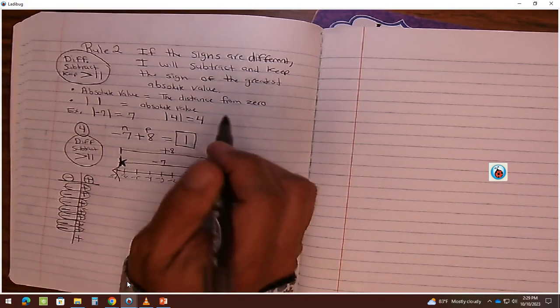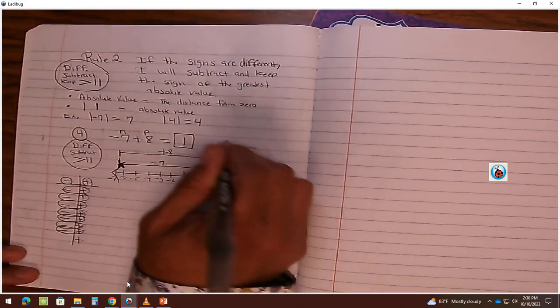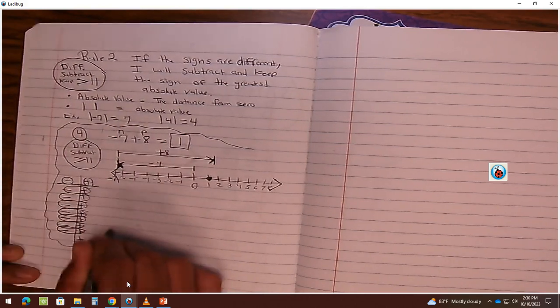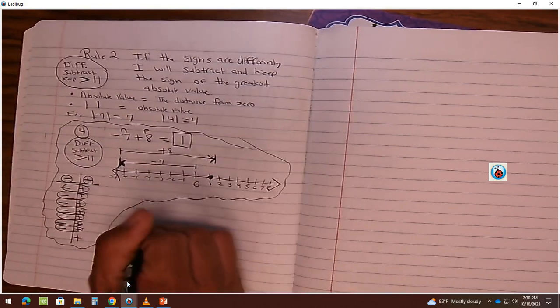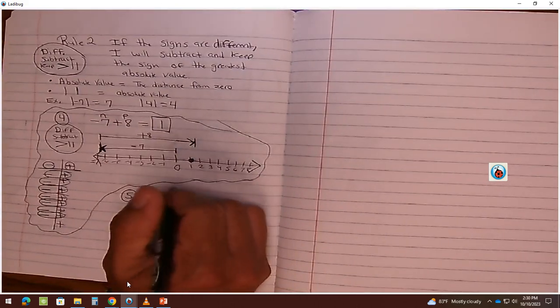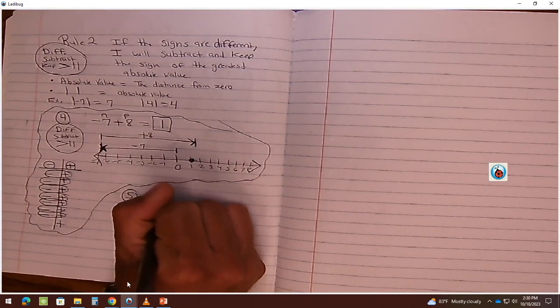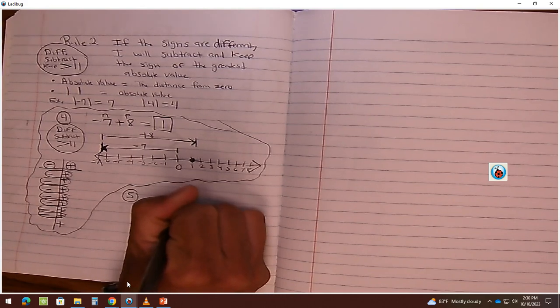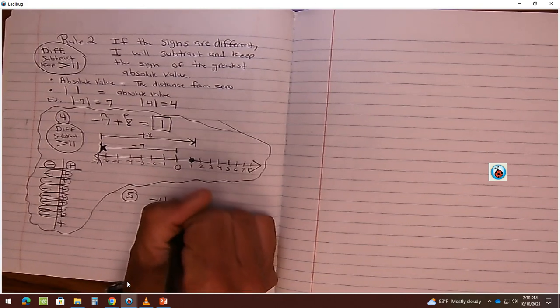Okay? Let's do another one so you can see. Number 5. So let's pretend we have now this question. I don't know, negative 4 plus 7.